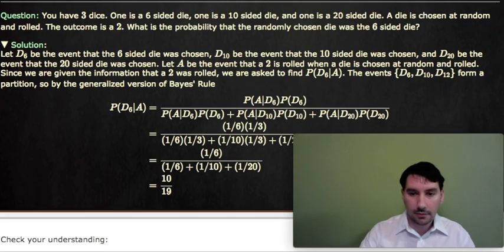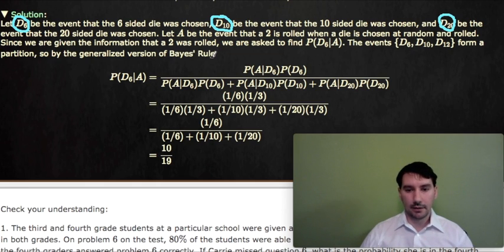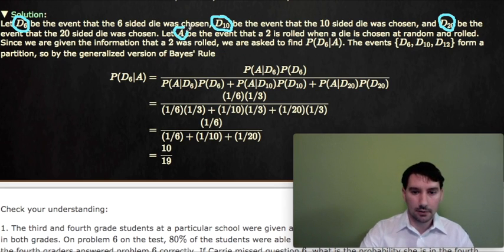Now we can use the generalized Bayes rule to figure this out. And once again, let's use the strategy of naming events. So first of all, we're going to let D6 be the name of the event that we chose the 6-sided die. We'll let D10 be the name of the event that we chose the 10-sided die. And we'll let D20 be the name of the event that we chose the 20-sided die. And finally, we need the name of the event that we rolled a 2, because that's what we were told happened. So let's let A be the name of the event that we roll a 2. Now we're asked to find the probability of D6 given A. So we know we rolled a 2. What's the probability we had chosen the 6-sided die?